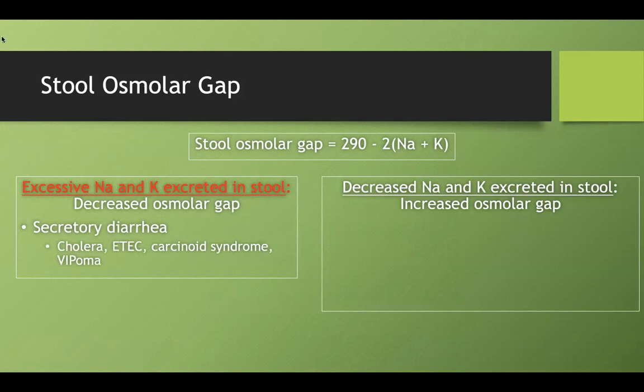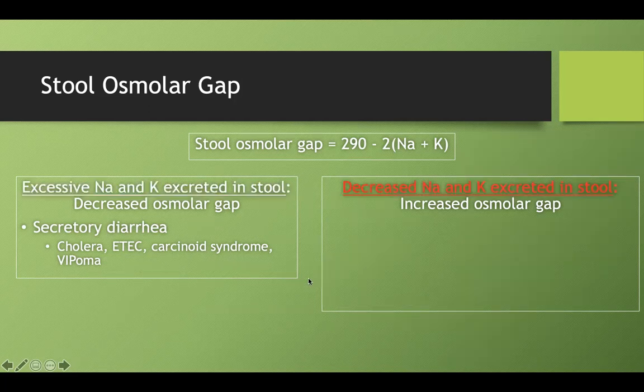And like we said before, just to reiterate, if you have elevated sodium and potassium in your stool, this number gets very large, and so your stool osmolar gap in general gets very small. So you'll have a decreased osmolar gap. And you can see it in some of these conditions here: in a couple infections like cholera and ETEC, and you can also see it in carcinoid syndrome and VIPoma.